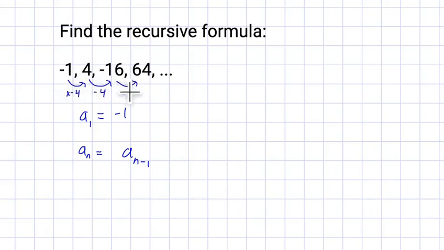We see that the sign is switching because a negative times a negative is a positive, and then a positive times a negative goes back to negative. So to get the term we want, we'll take the term right before the one we want and multiply by -4. And there we have our two parts to our recursive formula.